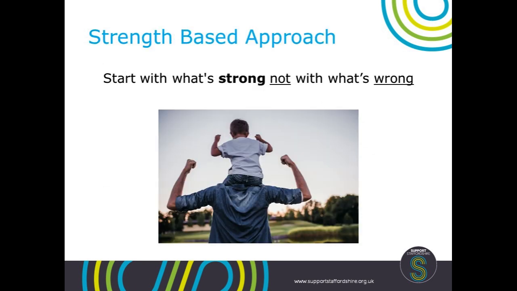Okay, so starting with what's strong and not what's wrong. Essentially, this phrase just sums up the whole approach. So a strength-based approach is a social work practice theory that emphasises people's determination and strengths. It is a philosophy and a way of viewing a client as a resource and resilient in the face of adversity. It's client-led with a focus on future outcomes and strengths that bring people to a problem or a crisis.